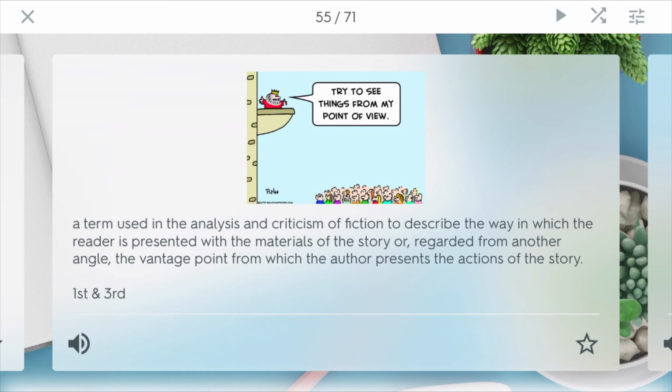Point of view is a term used in the analysis and criticism of fiction to describe the way in which the reader is presented with the materials of the story, regarded from another angle, the vantage point from which the author presents the actions of the story. We can have points of view from the first person, which is basically from your own, the second person, which is talking about you or your to someone else, and third person, which is talking from an outsider's point of view.